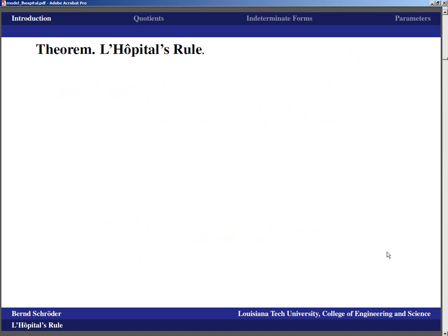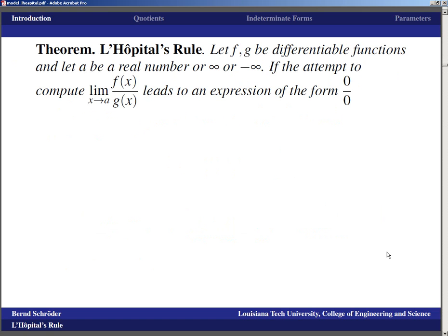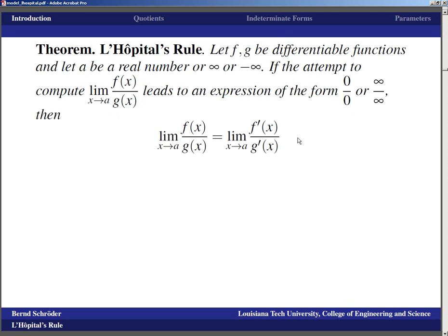And, well, here's the theorem. It's L'Hopital's rule, and when f and g are differentiable functions, and a is a real number, or infinity, or minus infinity, and if the attempt to compute the limit of the quotient f of x over g of x at a leads to an expression of the form 0 over 0, or infinity over infinity, which are the first two examples of indeterminate forms that we're seeing here, then the limit of the quotient f of x over g of x is the same as the limit of the quotient of the derivatives f prime of x over g prime of x. And that's provided that the limit on the right side exists, and if the limit on the right side doesn't exist, then the limit on the left side doesn't exist either.